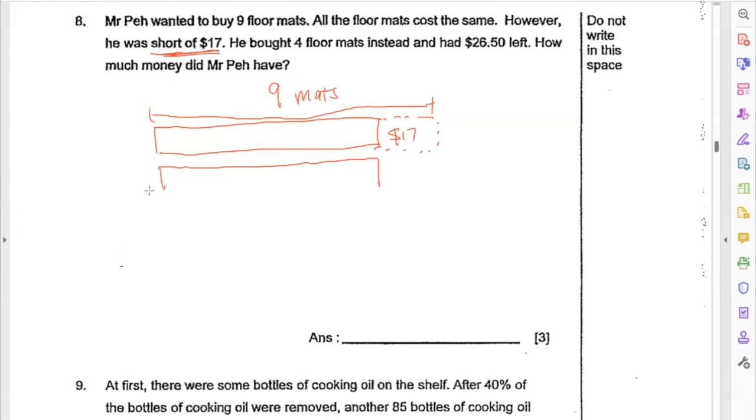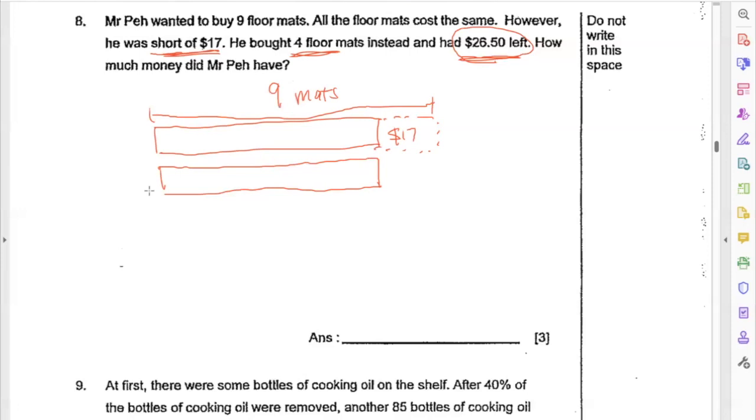Pei's money again. This is for the second scenario. The lower bar will be again his money, but for the second scenario. In the second scenario, he's going to buy 4 floor mats. And if he buys 4 floor mats, he would have $26.50 left. So he has more than enough money to buy 4 floor mats.